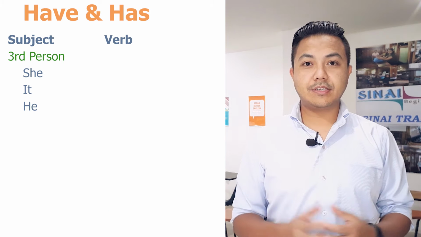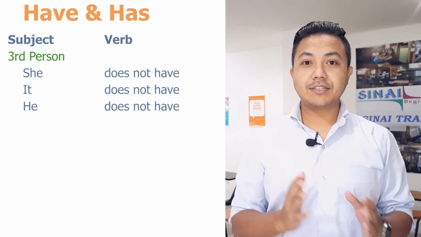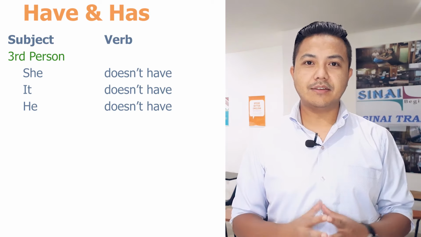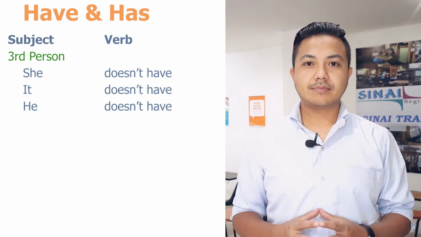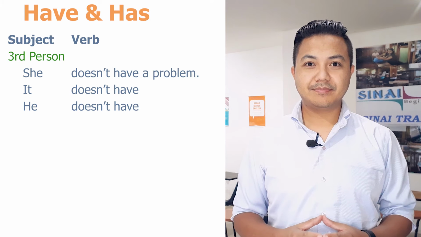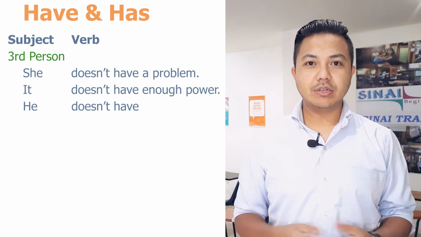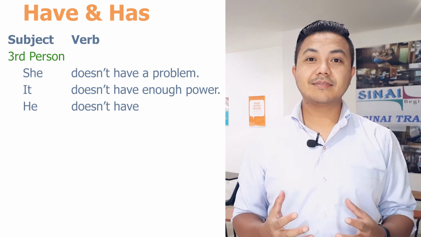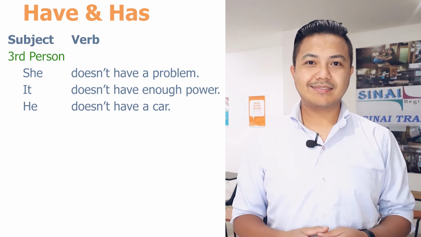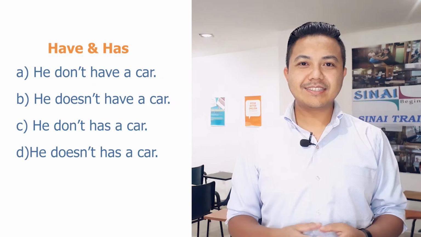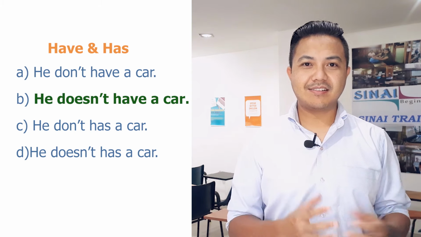And with third person singular subjects, we always use does not have or doesn't have. For example, she doesn't have a problem. It doesn't have enough power. And he doesn't have a car. So the correct answer is, he doesn't have a car.